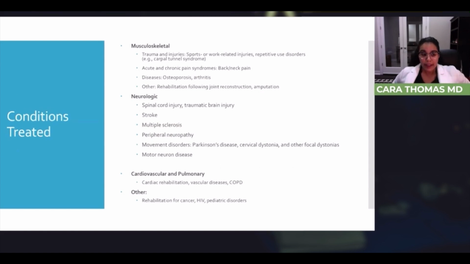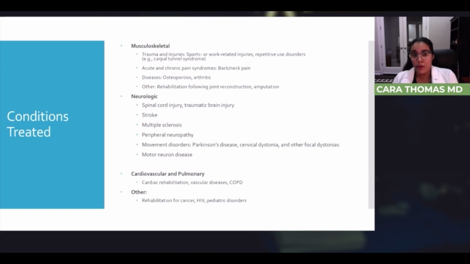So people often ask, okay, so what kind of conditions do you treat? You sound a little bit like neurology, a little bit like orthopedic surgery, a little bit like pediatrics. So again, it's a pretty broad field, but you can categorize the conditions that we see in different categories, such as musculoskeletal.